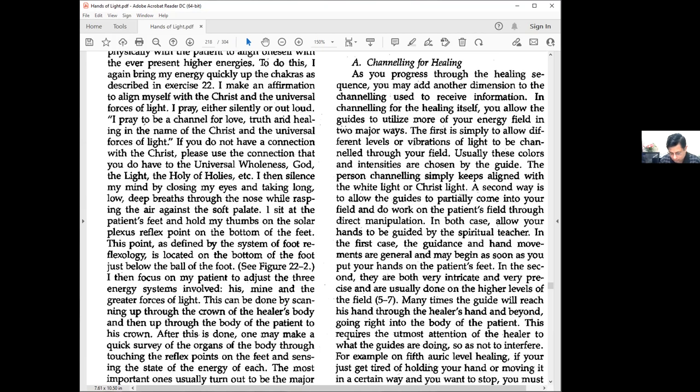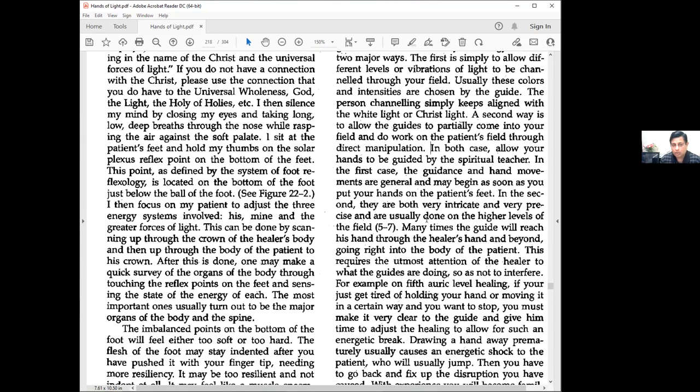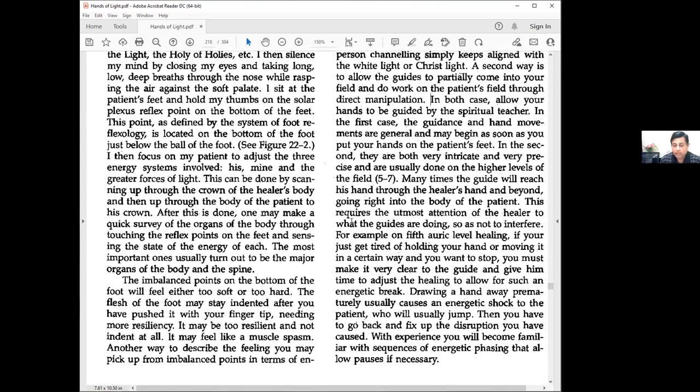A second way is to allow the guides to partially come into your field and do work on the patient's field through direct manipulation. This is something that happens regularly in shamanism, where you call your healing spirits and invite them to come into your body and then heal the patient through you. Right? Using your body. Many times, even healers will feel this happening because it's very natural. And the guide, if you are open to it, will start healing through your system, using your hands and energy field to heal the other person.